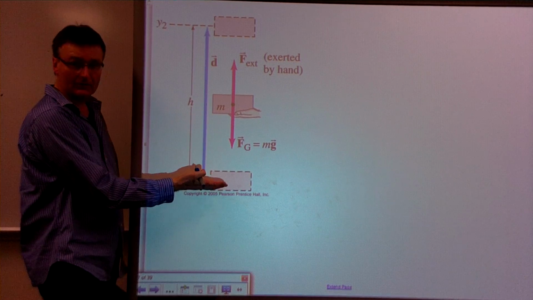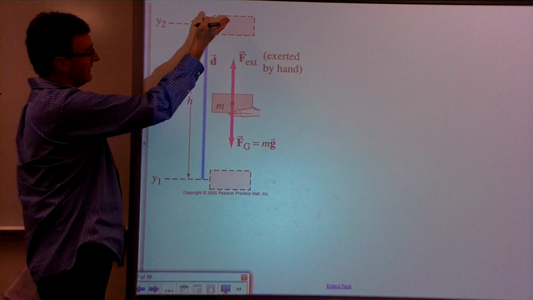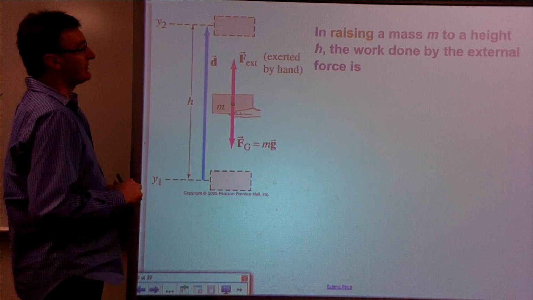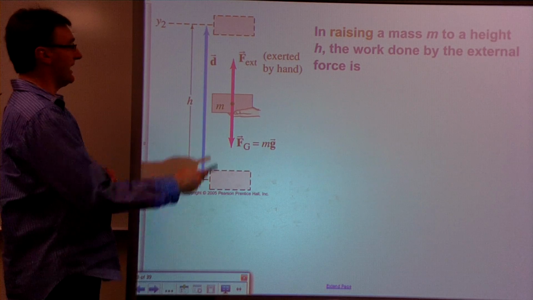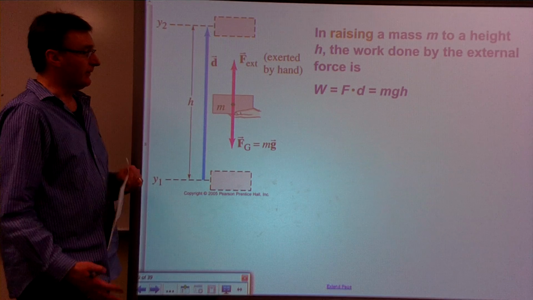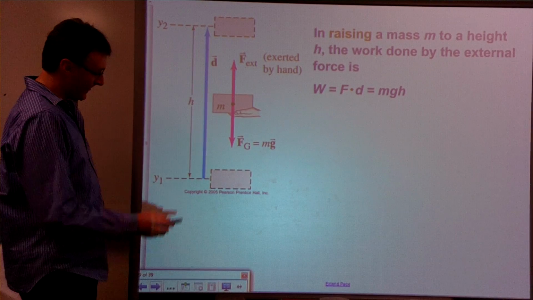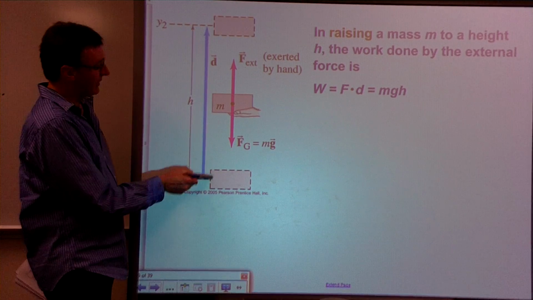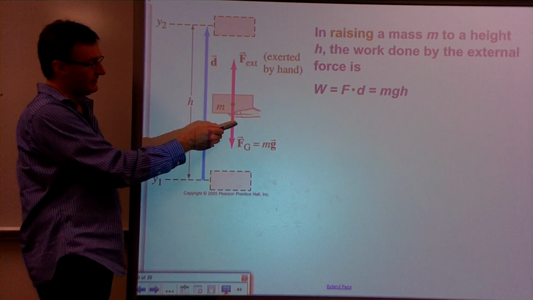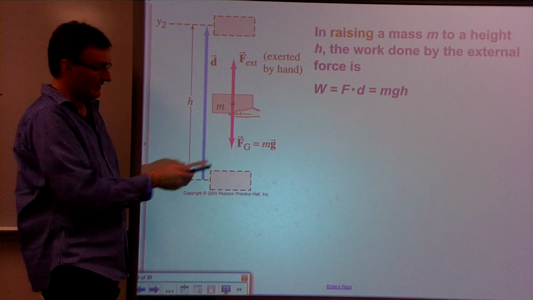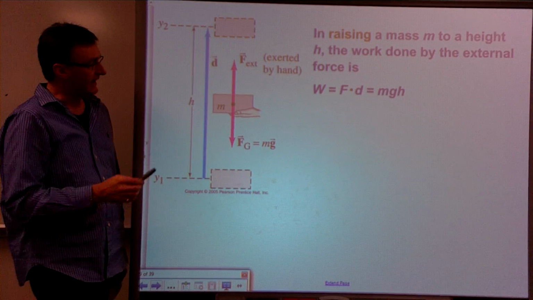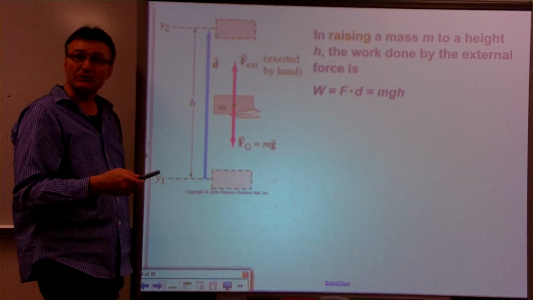So here we have an object that's on the ground, and it's being lifted by some force to a distance above the ground. And so in raising the mass to the height h, the work done by the external force is, work will equal the force times the distance it's applied for. So that distance will be from the starting point to the end point up here. And the force needed to do that is just going to be the gravitational force of the object. So that just equals mg. And if the distance, we call that h, then the work done on this object will be mg times h.